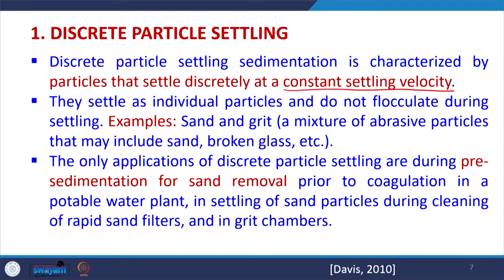Now, since in discrete particle settling each of the particles behaves as an individual particle and they do not flocculate, there are fewer chances of observing it, but sand and grit are common examples, a mixture of abrasive particles that may include sand, broken glass, etc. So, they may settle down as individual particles, and this case is possible in a pre-sedimentation unit, like when we want to remove the sand beforehand, before going for coagulation, etc. So, this is possible there.